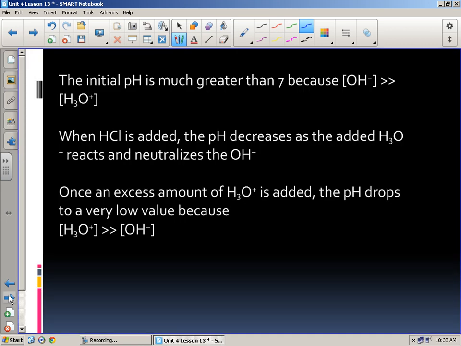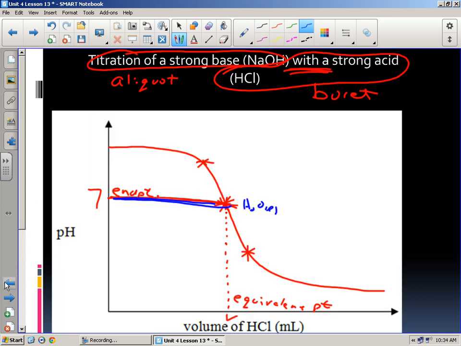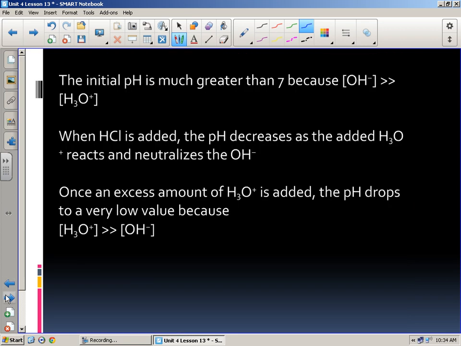When you look at this graph here, the initial pH is much greater than 7 because of the hydroxide ion concentration that you're measuring in the bottom of that solution. You only start with hydroxide in the bottom, so the pH is going to be very high, because we have a bunch of hydroxide in the bottom. And I'm going to start adding a little bit of acid, acid, acid, until, of course, when the HCl is added, the pH decreases as the added H3O plus reacts and neutralizes the hydroxide. So I'm neutralizing some of that hydroxide, some of it, some of it.